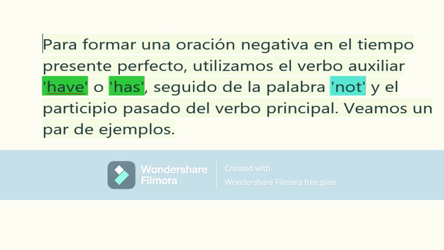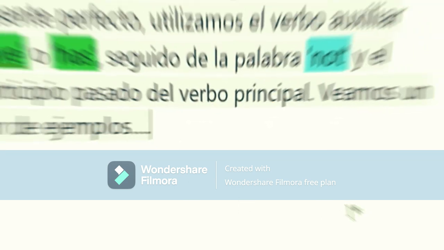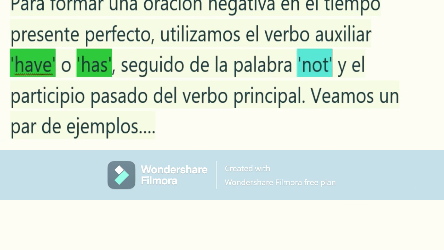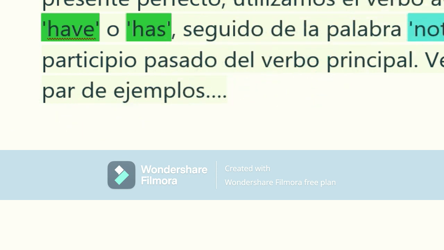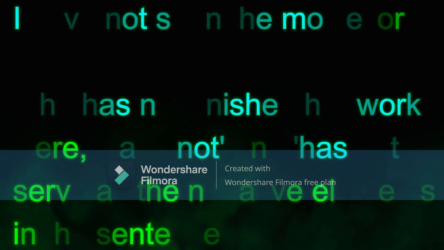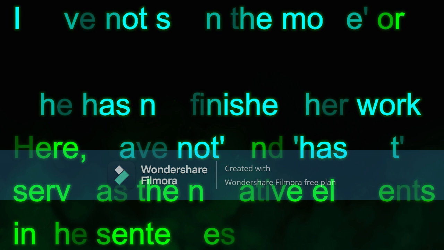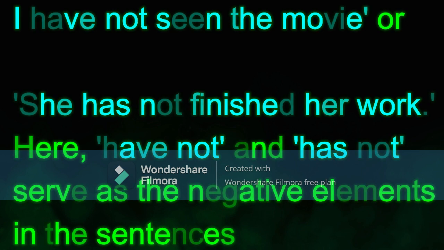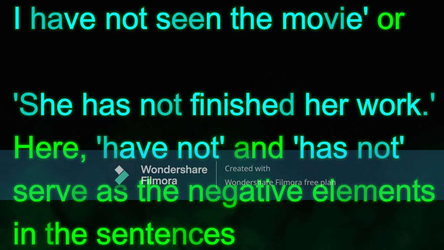To make a negative sentence in present perfect, we use the auxiliary verbs have or has, followed by the word not and the past participle of the main verb. Let's see a couple of examples. I have not seen the movie, or she has not finished her work.